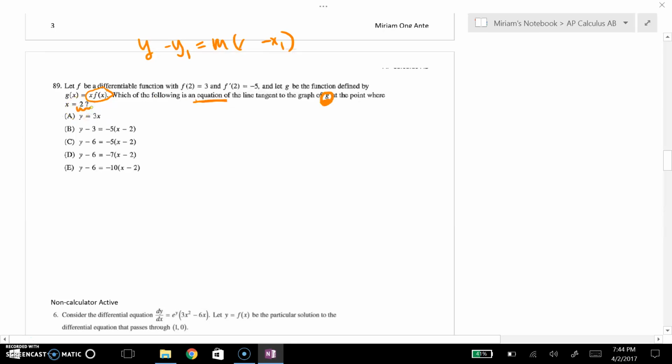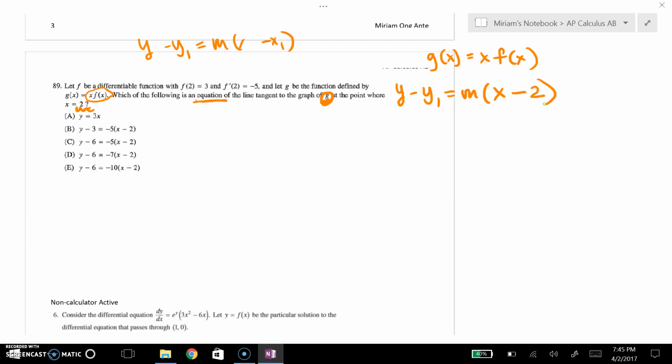So a few things. We're working with g here. So g of x is x times f of x. This is what we're working with. So far, we have an x1 value. We know we want to focus on the x1, which is 2. We don't have a y1, we don't have an m. Okay? So let's focus on y1. To get y1, we need to plug in 2 into our formula.